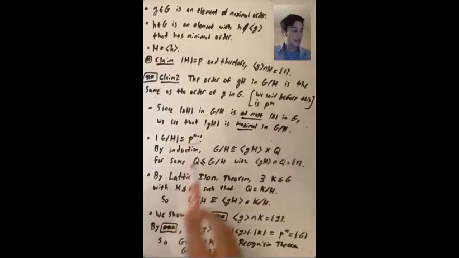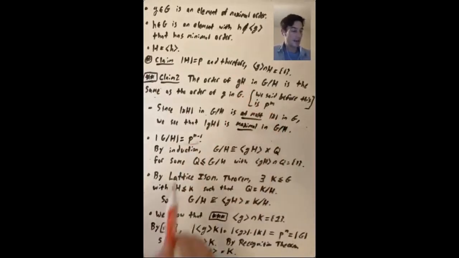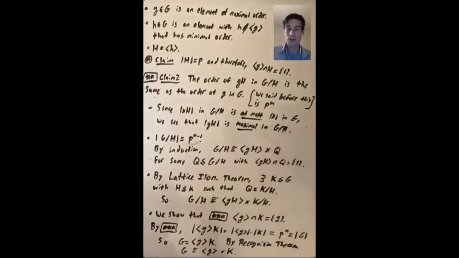So what does that mean? If the order here is p to the m, that means that that order is maximal in this quotient group, because there's no way for the quotient group to have an element whose order is bigger than the order of any element in the group G.